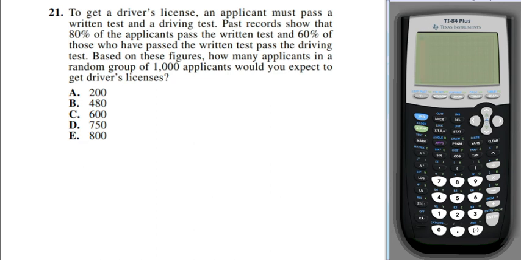But this is going to be a simple probability problem. I would use the calculator off the bat. I do 1,000 applicants times 80% of those. Okay, and then that times 60% of those who have passed the written test pass the driving test. So that times 60%, and I get my answer, which is 480. Okay, so that's this selection right there. Not too bad.